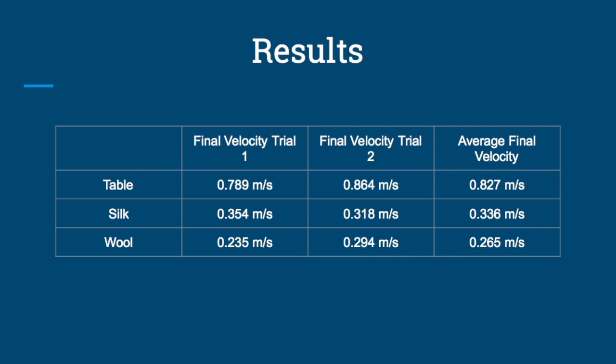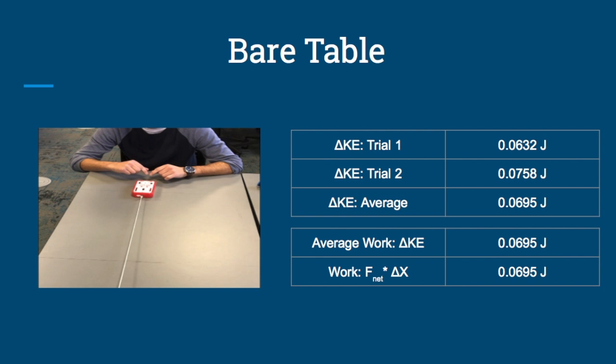Results. Here are the results that we took directly from Tracker, and we used these to calculate work in the next slides. So, the bare table. Change in kinetic energy was calculated by taking the final kinetic energy minus the initial kinetic energy. Since the ILAB had an initial velocity of 0 meters per second, we can conclude that the initial kinetic energy is 0 joules. Using the kinetic energy equation mentioned before, we found the final kinetic energy, and since the initial kinetic energy is 0, the change in kinetic energy equals the final kinetic energy. By using known models, we know that the change in KE equals work, therefore the amount of work applied to the ILAB equals 0.0695 joules.